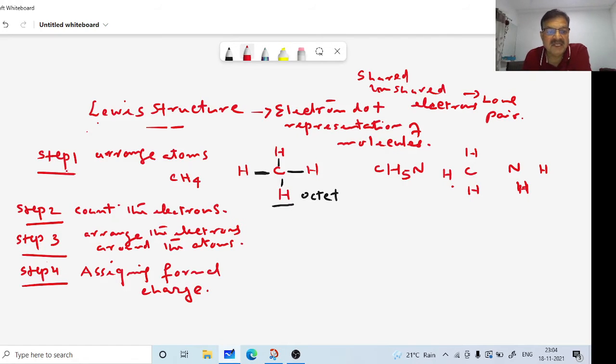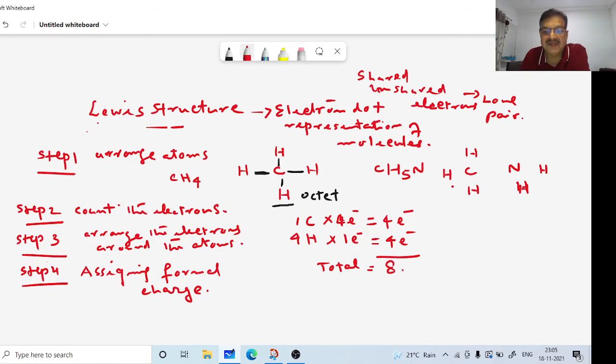Second, here in the case of methane, how will you count these electrons? One carbon, so I will put it here. How many valence electrons does it have? 4 electrons. One carbon, 4 electrons, therefore a total of 4 electrons here. Then hydrogen, how many hydrogens are there? 4 hydrogens. Each hydrogen has 1 valence electron, so it will be 4 electrons. Therefore the total is equal to 8 electrons.